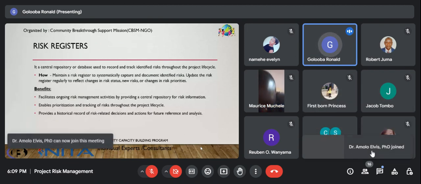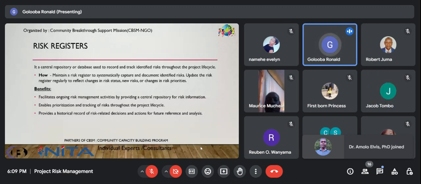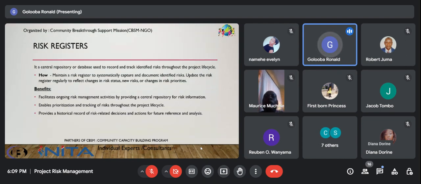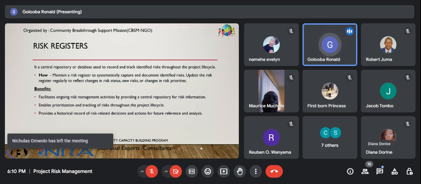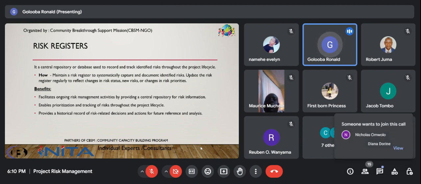So then we have the risk registers, and this is a central repository or database used to record and track identified risks throughout the project life cycle. You maintain this register to systematically capture and document identified risks, and then you update the risk register regularly to reflect changes in the risk status, or even include new risks or changes in the risk priorities.